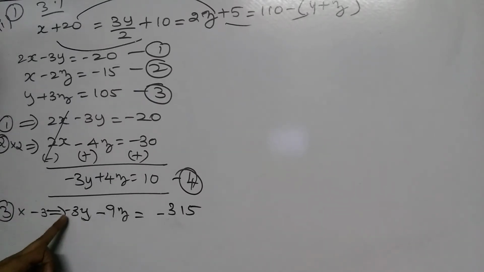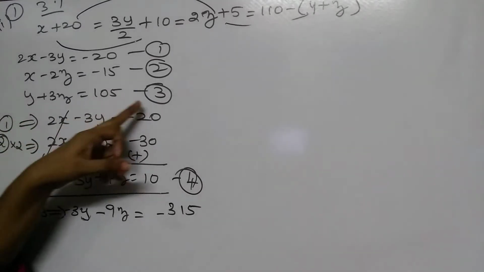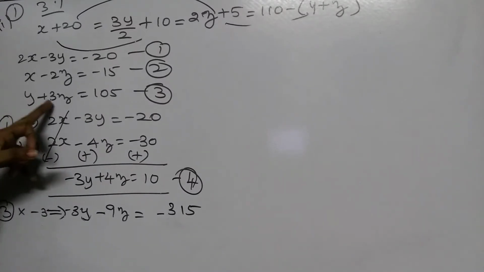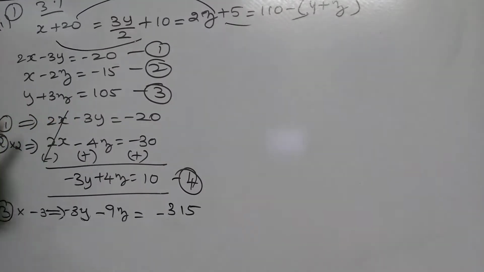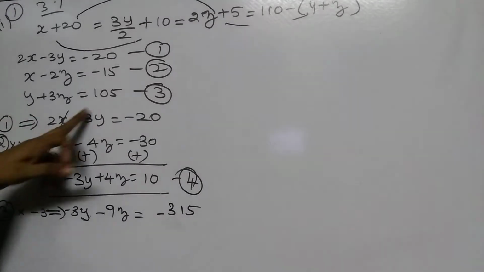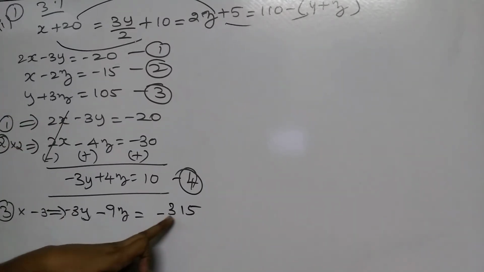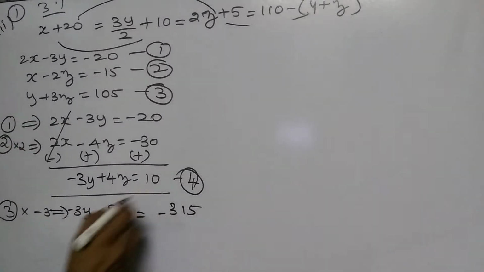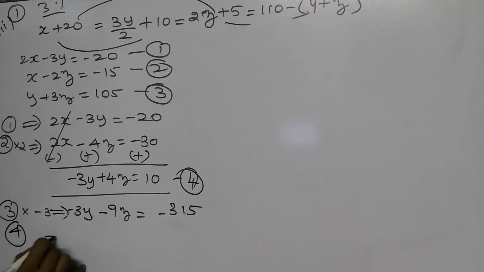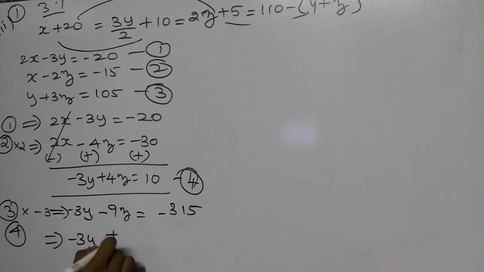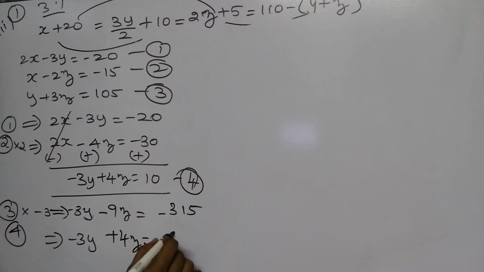Now minus 3 you are multiplying for the third equation. Minus 3y minus 9z is equal to minus 315. Multiply by 3 table. So the equation becomes minus 3y minus 9z equals minus 315. Now already you have the fourth equation. What is your fourth equation? Minus 3y plus 4z equals 10.